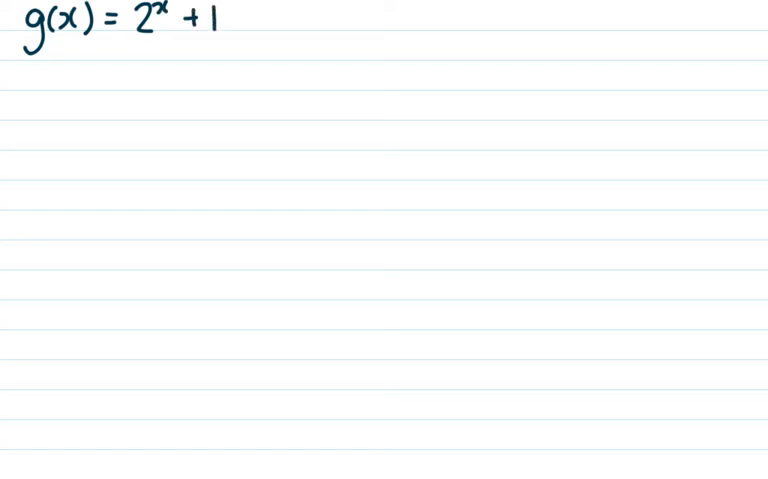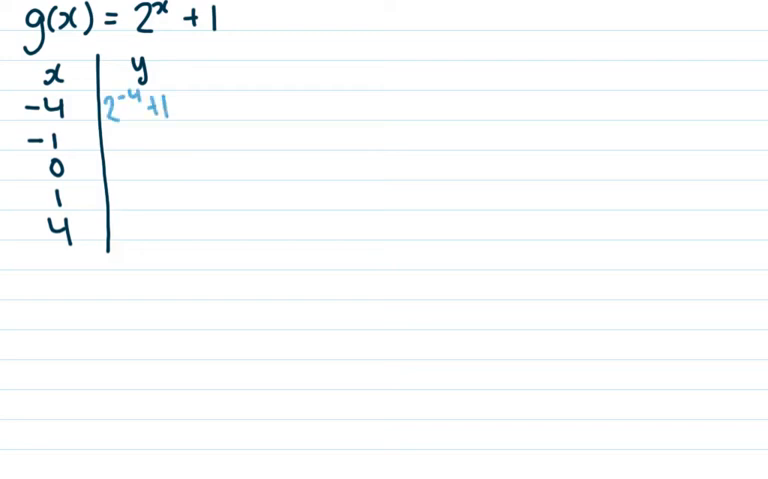All right, so my table of values, my x values are -4, -1, 0, 1, and 4. And then my y values, I'm just going to plug those x values into the equation. So 2 to the power of -4 plus 1. 2 to the power of -4 is 1 over 2 to the power of 4, which is 1 over 16, plus this 1 equals 1.0625.